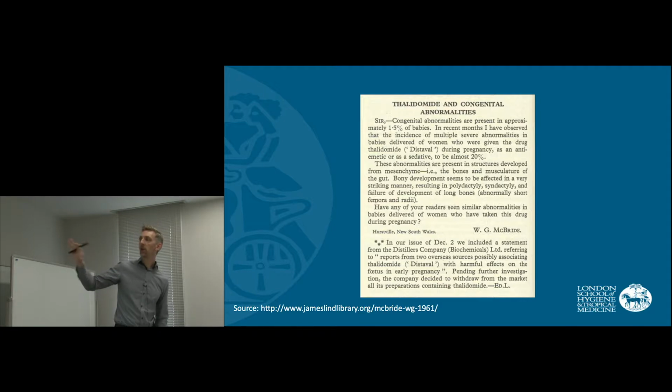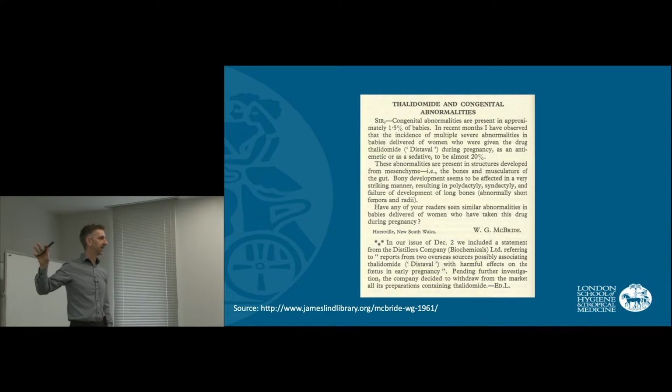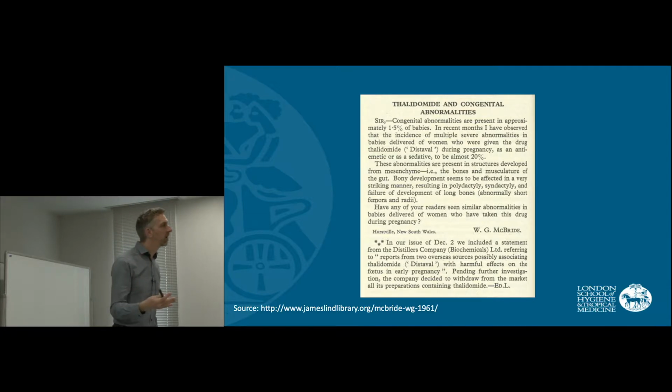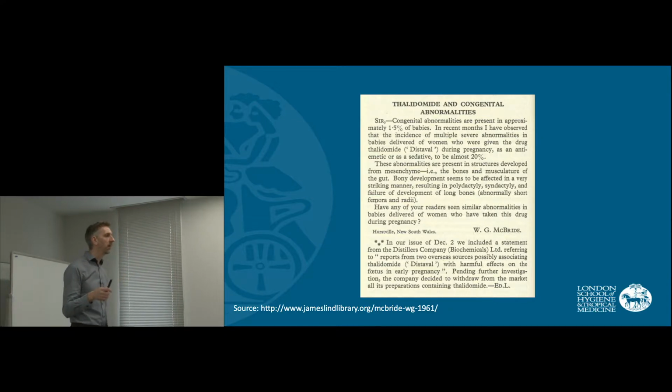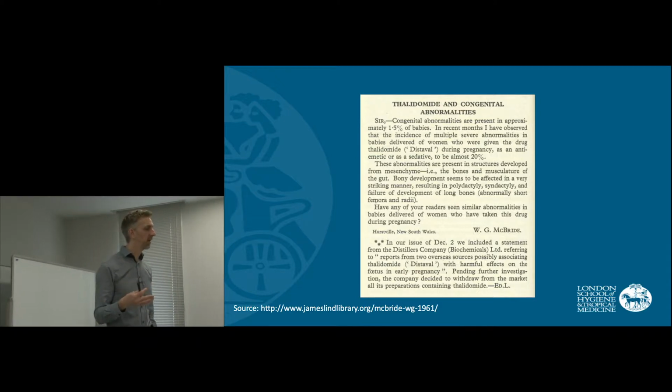What happened was a doctor from Australia called Dr. McBride wrote to the journal The Lancet, and he had made some interesting observations. He knew that birth defects were relatively uncommon, and he thought that they happened in around 1.5% of babies normally. But he found that over a short period of time he'd observed many more cases of birth defects than you would expect, and that they happened to women who'd been given thalidomide during pregnancy. And he went on to describe a pattern in these birth defects.